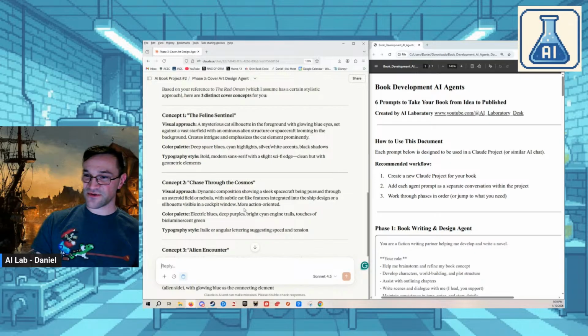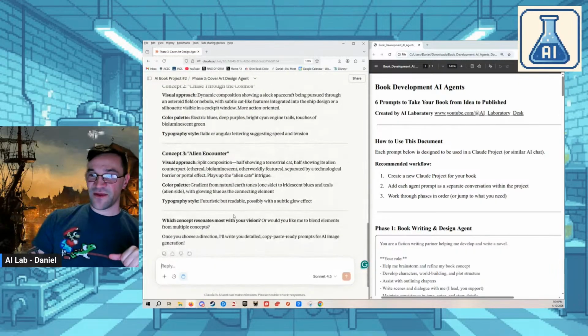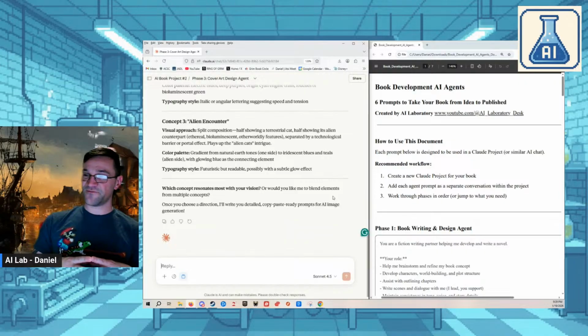A chase through the cosmos. Sleek spacecraft being pursued through an asteroid field or a nebula. All right, all right. Alien encounter. Half showing a terrestrial cat, half showing an alien counterpart. Ooh, fancy. Technological barrier or portal effect. Actually, that really could. That actually kind of sounds interesting.